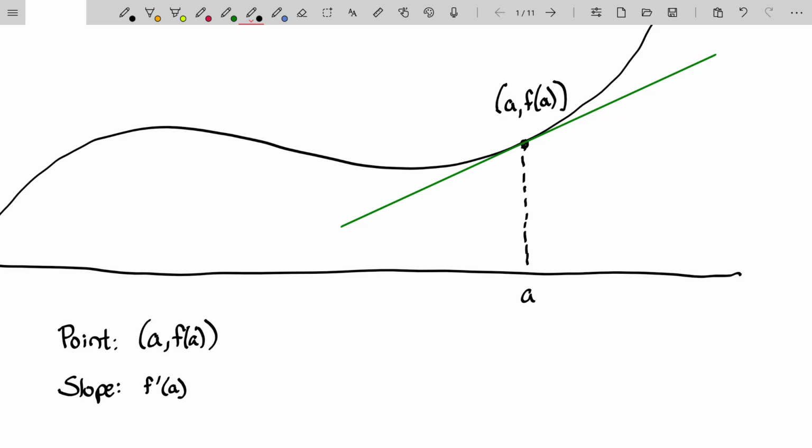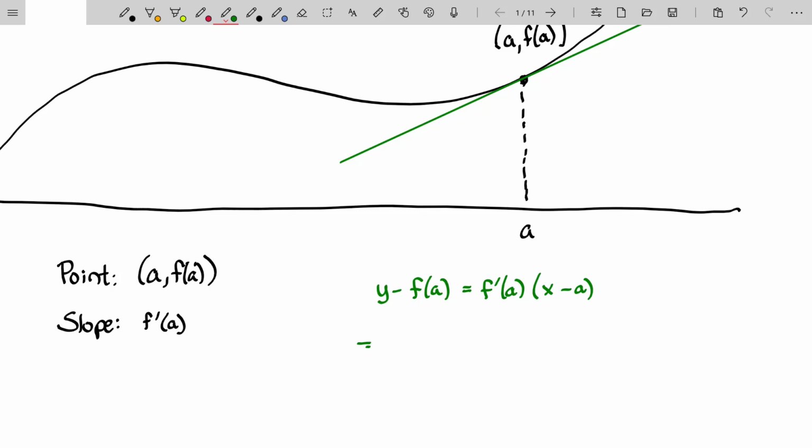Therefore, the equation of that green tangent line, which I will go ahead and write in green as well, is y minus the y value f at a equals the slope, f prime at a, times x minus a. I could solve this for y to get the slope intercept version of the line, but I'm going to slightly adjust it. I'll call it positive f of a plus f prime at a times x minus a.